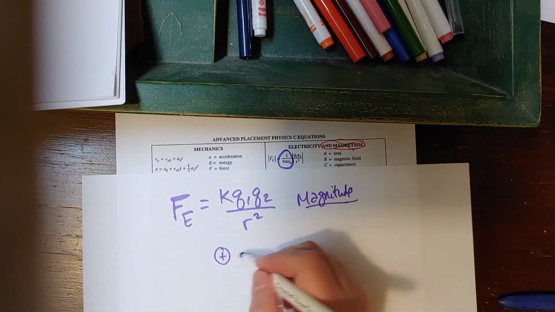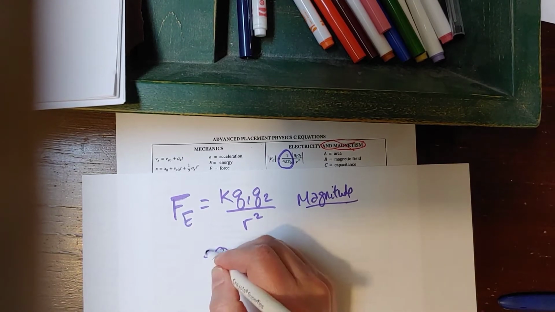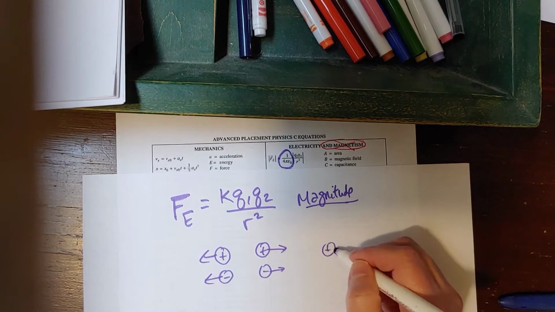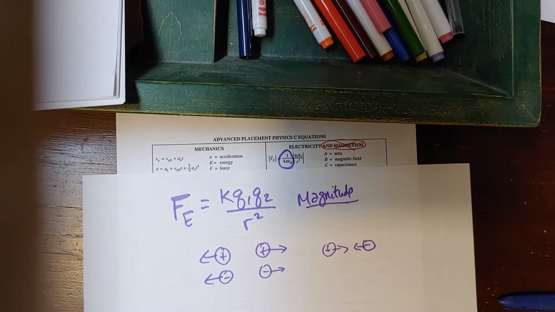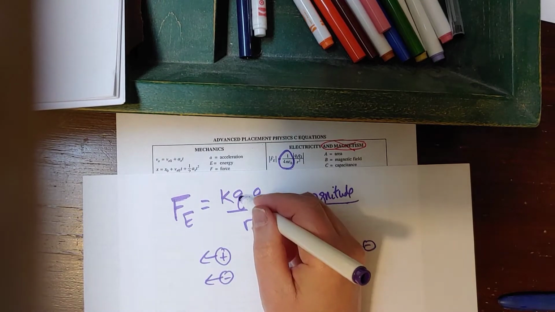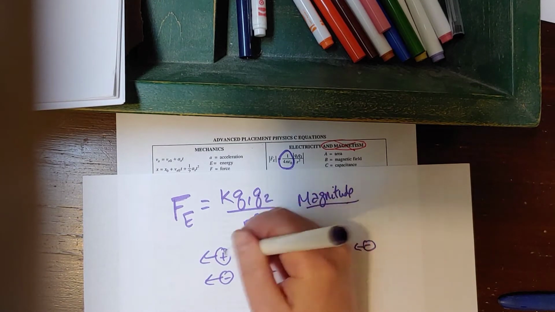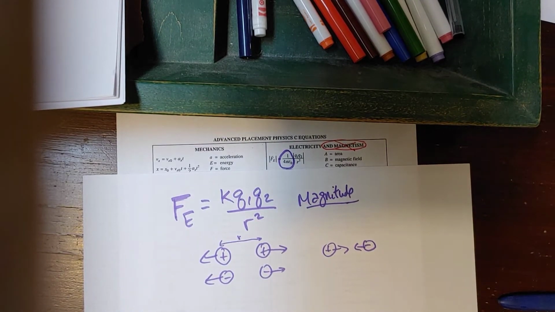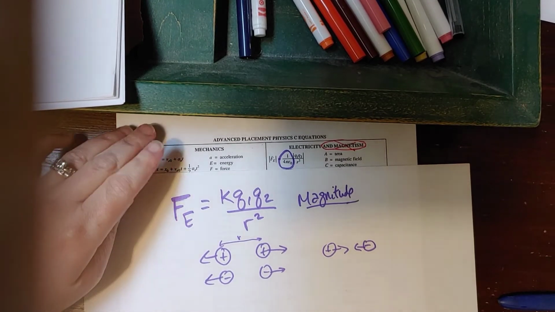You, of course, get the direction by your like charges repel and your unlike charges attract, right? So that gives you the vector component here. Of course, this is the magnitude of Q1, magnitude of Q2, and then R is the distance between them. So this force is really only good for the force between two charges, right? Boom, that's it.